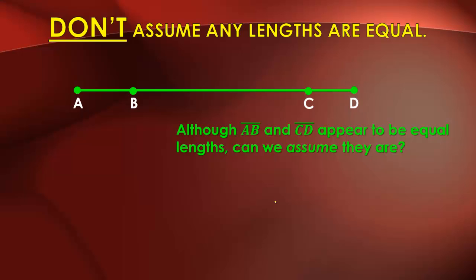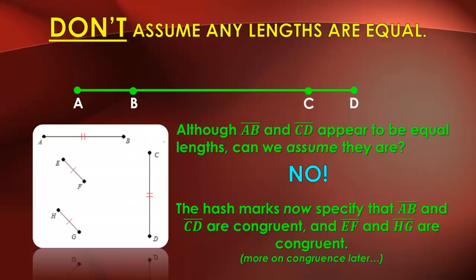Also, don't assume that any lengths are equal. A, B, C, and D may look like they're equal. Can you assume that they are though? Again, no, unless they have these markings. See these tick marks or the notation on the line? If they have the same marking, then you can say that those are congruent. So say I put a tick mark there and one there. Then I could say that AB would be congruent to CD. If I put two there and one there, that tells me that they are not congruent. Okay?